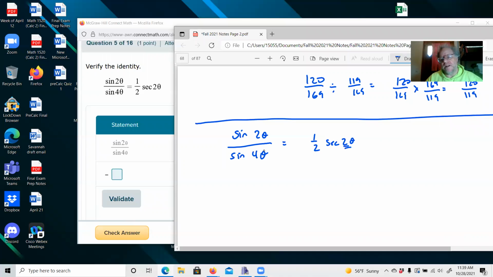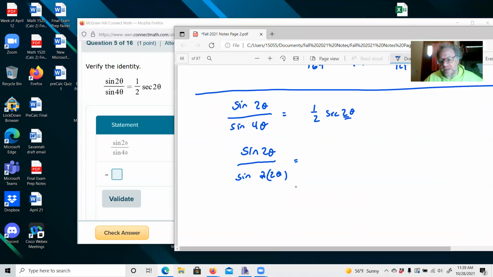There's a 2 theta over here. I don't need to turn this into a single angle because our answer looks like it's in 2 thetas. We don't have a 4 theta. So we're going to have sine of 2 theta, and then sine of 2 times 2 theta. So we have the sine of a double angle. It's 2 times a double angle, but it's still 2 times an angle. So this is sine of 2 theta, and then we have 2 sine of 2 theta times cosine of 2 theta.